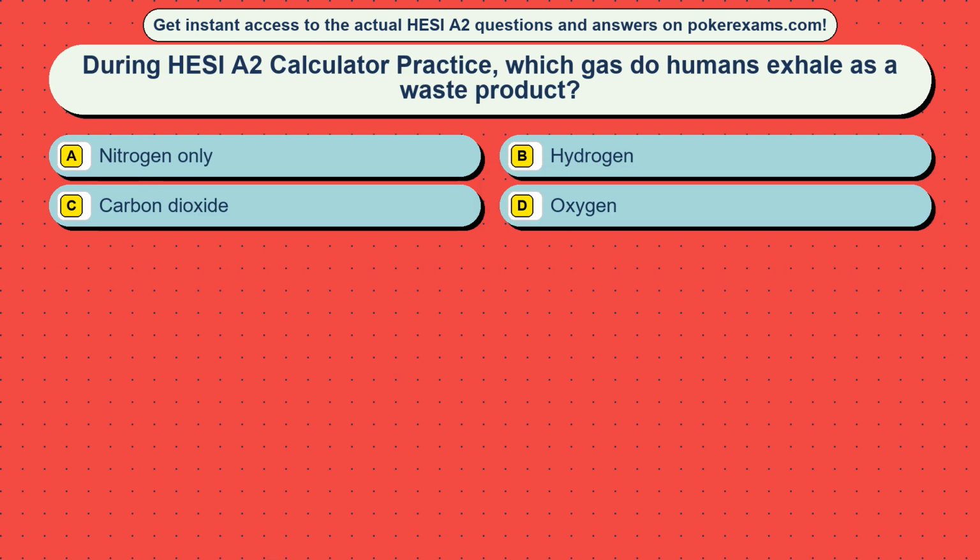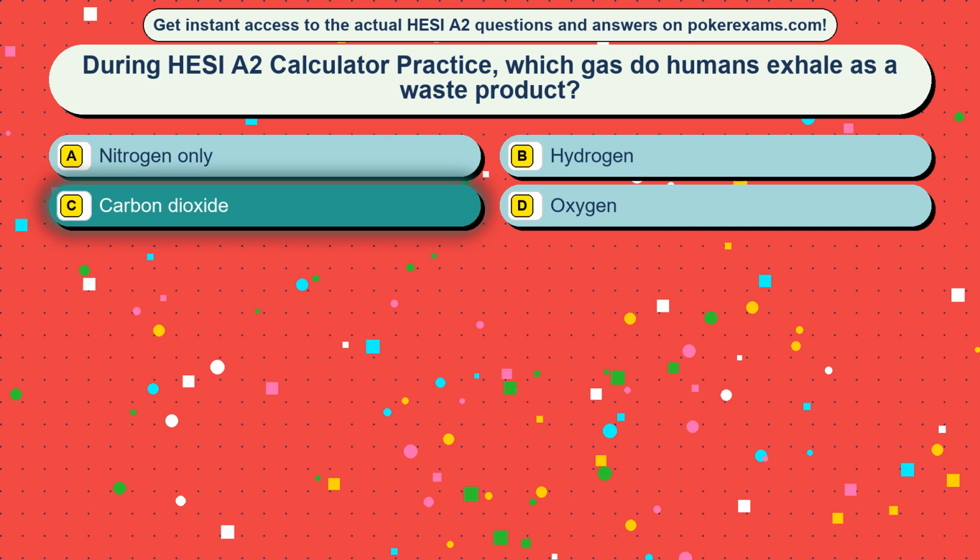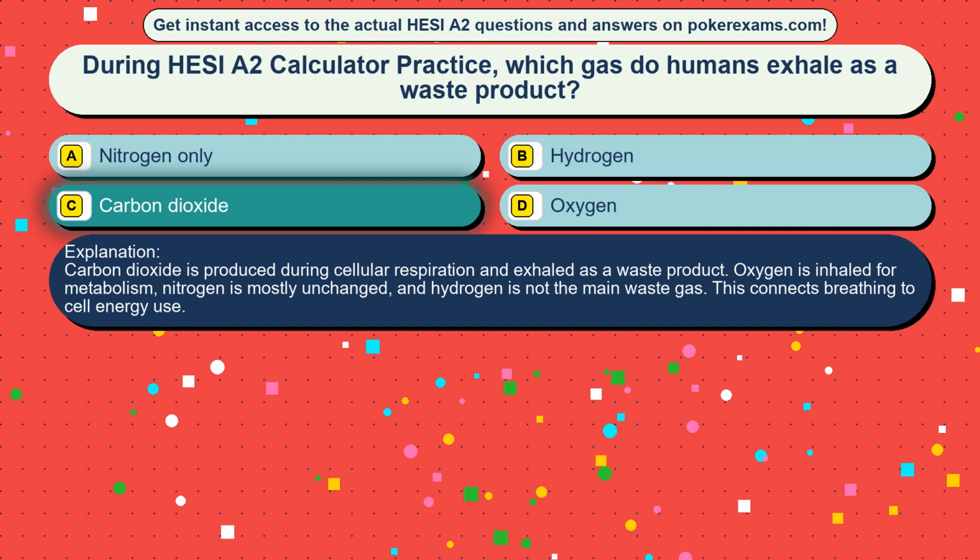Question 11. During HESI A2 calculator practice, which gas do humans exhale as a waste product? Option A, nitrogen only. Option B, hydrogen. Option C, carbon dioxide. Option D, oxygen. The correct answer is option C, carbon dioxide. Carbon dioxide is produced during cellular respiration and exhaled as a waste product. Oxygen is inhaled for metabolism, nitrogen is mostly unchanged, and hydrogen is not the main waste gas. This connects breathing to cell energy use.